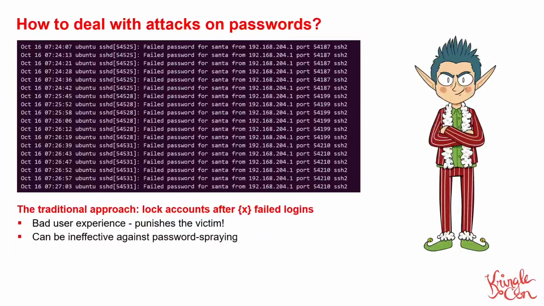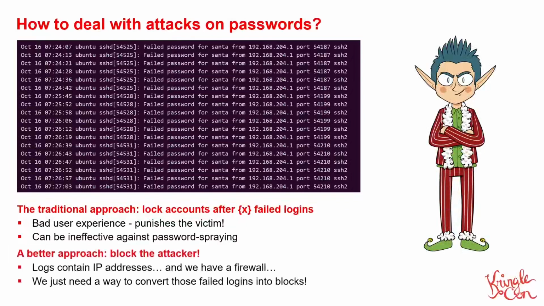This approach can also not be particularly effective against password spraying attacks, where an attacker is trying to log into a very wide number of different user accounts using just one or two particularly weak passwords. So instead of punishing the victim, wouldn't it be so much better if we could punish the attacker? After all, we know their IP address because it's here in the log files, and firewalls are a thing that exist. So can we not just find some clever way of converting these failed logins into firewall blocks to prevent any more malicious traffic from an offending IP address?